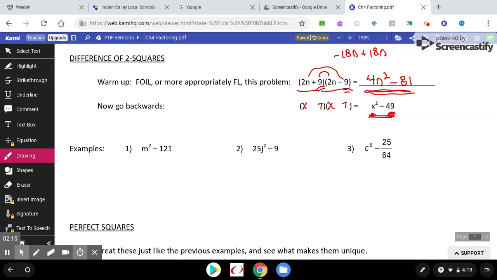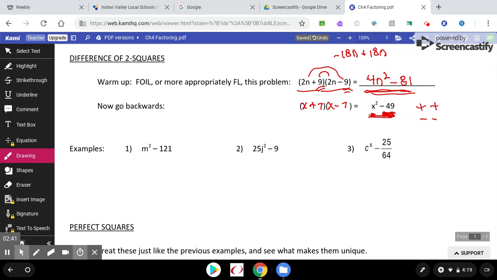So the other thing that we need to consider is the sign. And it's always going to be a minus in the middle for this particular kind of problem. And what's the only way you can get a negative answer? Well, it's not a positive times a positive, obviously. It's not a negative times a negative, because that would give you a positive 49. So the only way that you can get a difference of two squares is if the answer has one negative and one positive. So there we go.